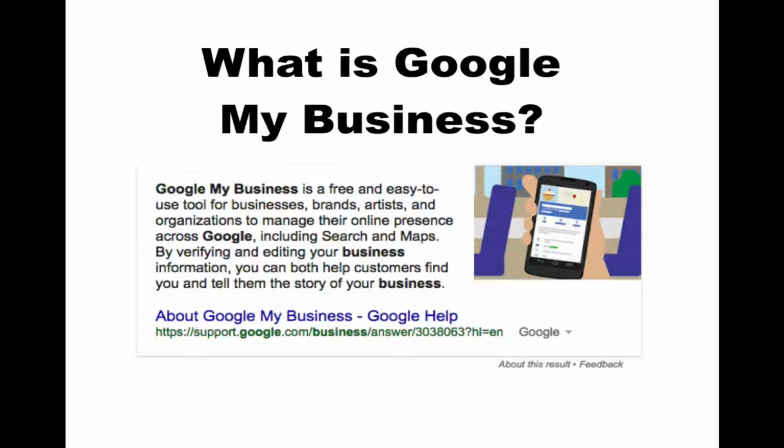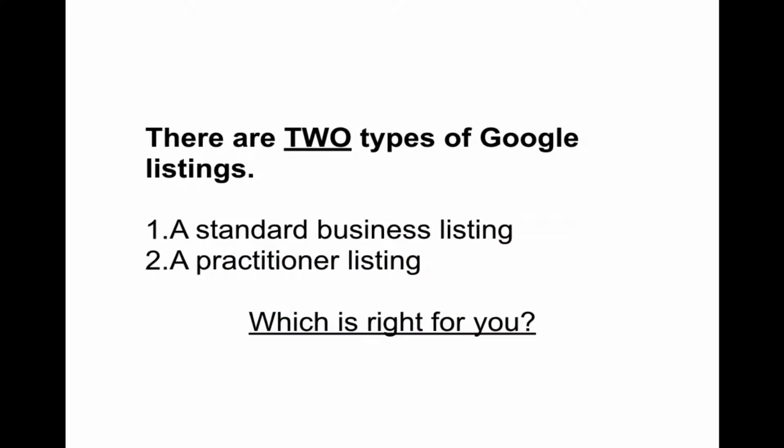Now, the way you set this up is going to really depend on the type of practice that you have and the type of structure that you have within your practice. So there's two types of listings when it comes to healthcare. There's a standard business listing, and then there is a practitioner listing. And the one that's right for you depends a little bit on how you're set up in your practice. And we're going to talk about that here in just a few minutes.